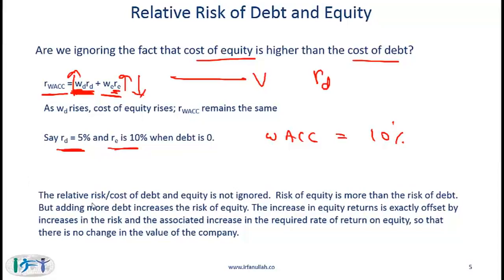The relative risk or cost of debt and equity is not being ignored. Risk of equity is more than the risk of debt, but adding more debt increases the risk of equity. The increase in equity returns is exactly offset by increases in the risk and the associated increase in the required rate of return on equity, so that there is no change in the overall value of the company, or there is no change in the overall cost of capital.